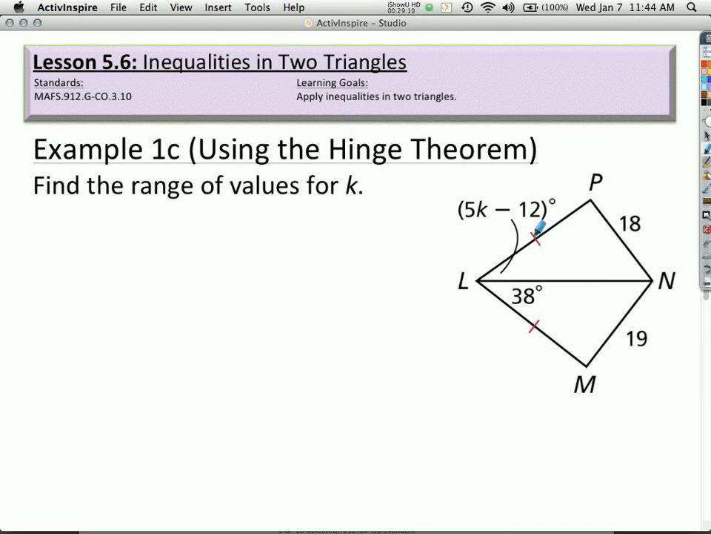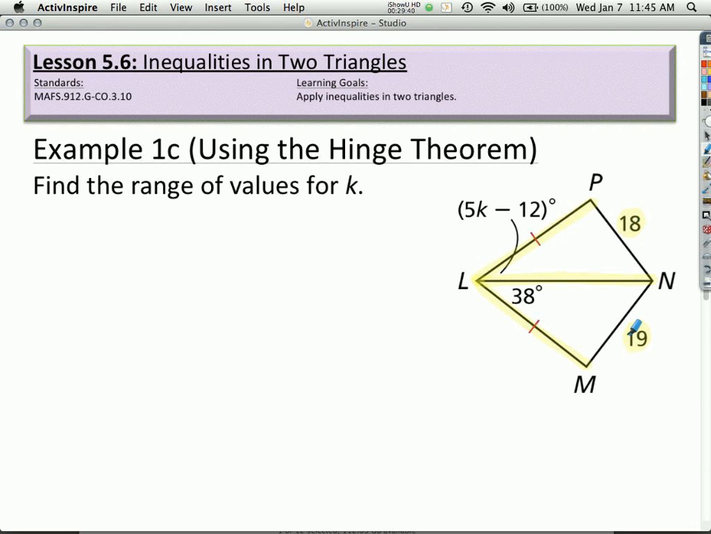We have some evidence here. So we have a pair of congruent sides. And then Stephen would tell us that LN is congruent to itself. So we have another pair of congruent sides. And then we have this 19 and this 18. So the converse of the hinge theorem is now in effect because we have these distances right here.